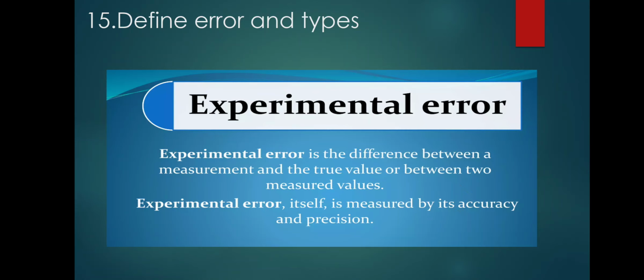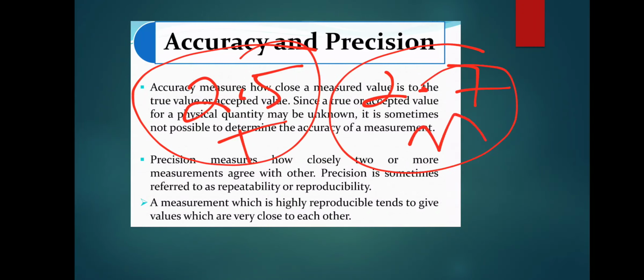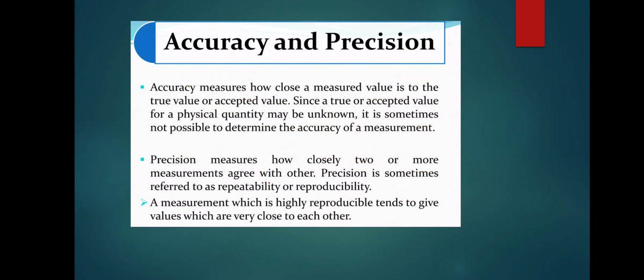Experimental error itself is measured by its accuracy and precision. Now, what is accuracy? Accuracy measures how close a measured value is to the true value. How close? Now, 2.5, 2.7. How close is the measured value? Are you getting what I am telling? 2.5, 2.7. This one is the true value. This one is the measured value. How close is this measured value to the true value? It is closeness, just 2 points. Closeness is 0.2.